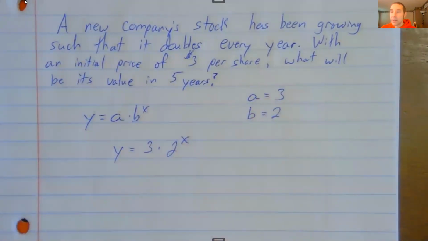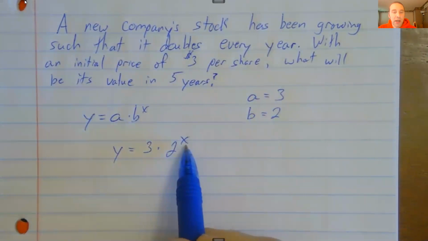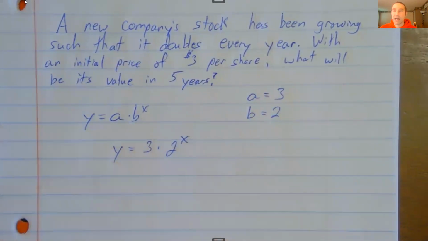In this case, figuring out what y represents and what x represents in the context of this problem, our x value is often measured in time. So x is going to be, in this case, years. This is how many years have passed since the stock was offered. And then y is going to be the current value of that stock.